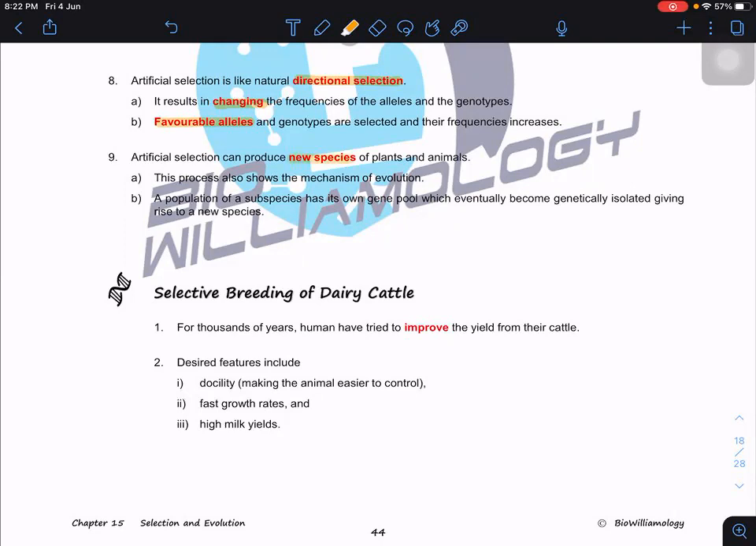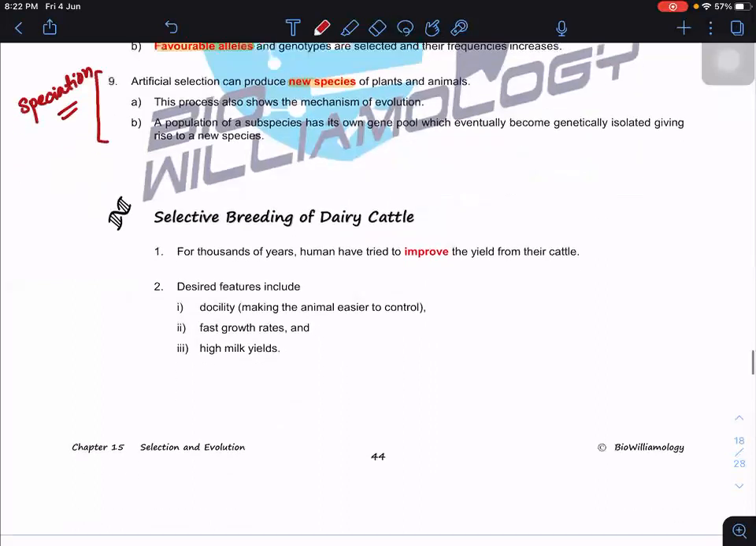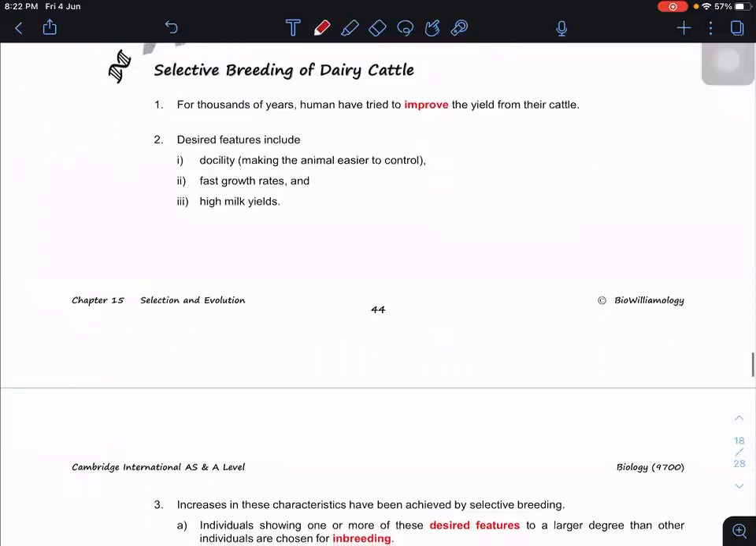We're going to learn this in the last part, when we look at speciation and how new species can be developed. It will be the next two subtopics. So this one we can discuss later. This is very general, talking about inbreeding and outbreeding. Let us look at the first part, selective breeding of dairy cattle.